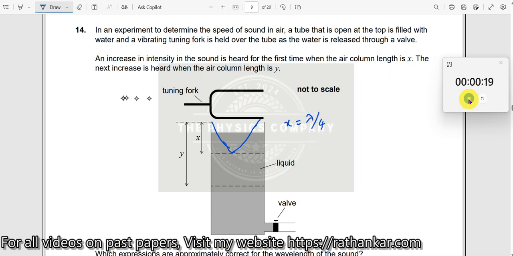Then the next increase is heard when the air column is y at this point. What will happen here? You will get one more loop here like this, right? As a result, you can say y is equal to 3 lambda divided by 4, because this distance is lambda by 2. Total distance becomes 3 lambda by 4.